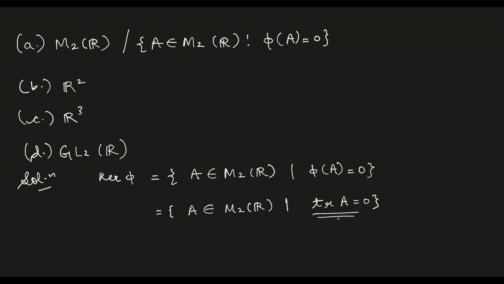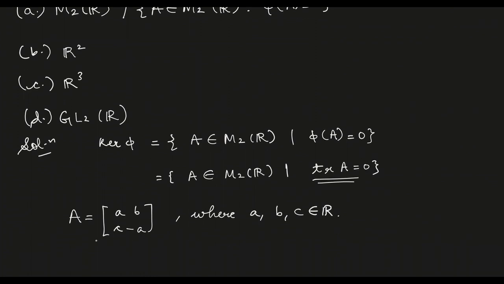ट्रेस ऑफ A is equals to 0 means, M2R है तो दो आयन वैल्यूज होंगी, तो λ1 plus λ2. Matrix will be like this ना, A B C minus A of this type. Its trace is 0. What is the dimension of kernel phi then? Dimension will be, just a minute. See, 3. Kernel dimension 3. Now tell me, kernel phi will be isomorphic to?